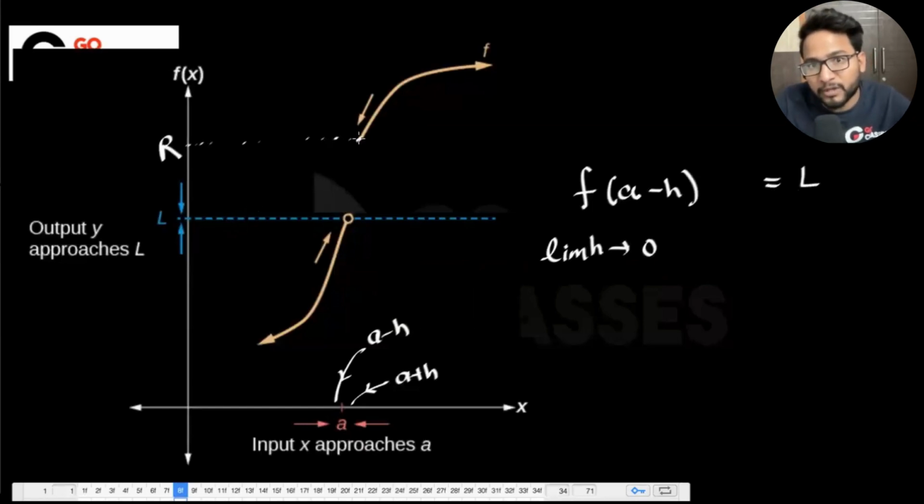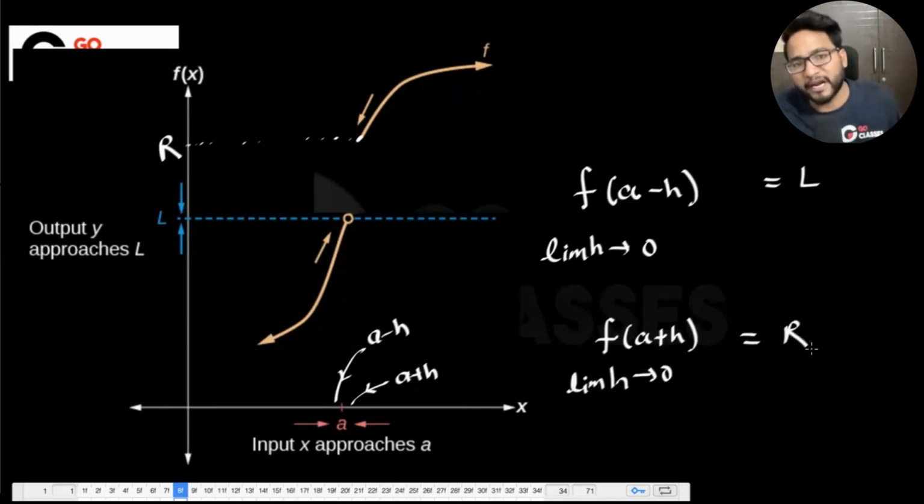But if you go from the right, if you talk about this point, what is it in that case? f of a plus h, limit h tends to 0. This is R. Which means if you're coming from the right, it is something else. If you're coming from the left, it is something else. Right? So basically, this is what the limit means. If both things are different, it means there is a drastic change.